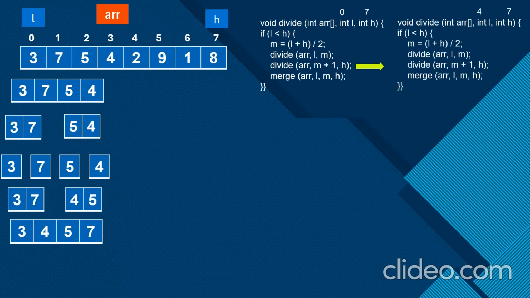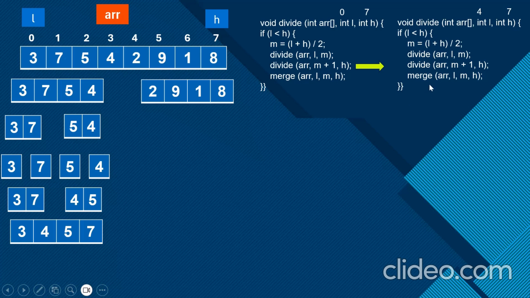So now the divide function would be called with the arguments of m plus 1. What is m? M was 3, if you remember. 0 plus 7 divided by 2 would be 3. 3 plus 1 is 4, and h of course is 7. So that's what I have written here. L is 4 and h is 7, right? L is less than h.